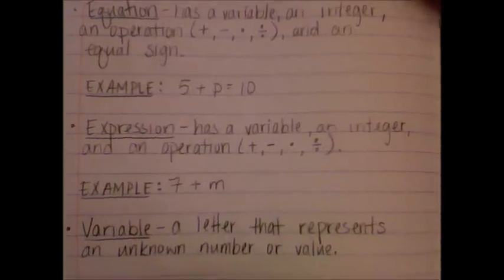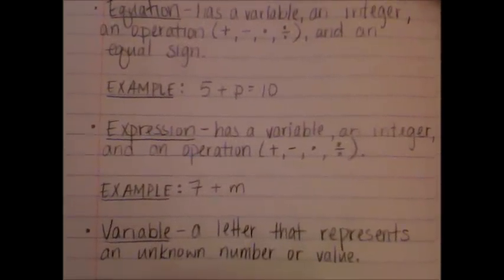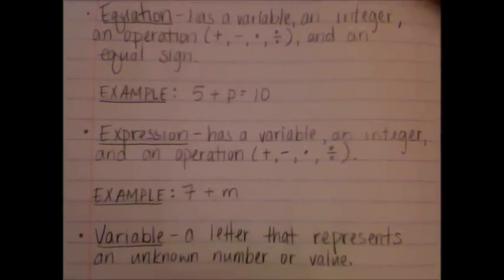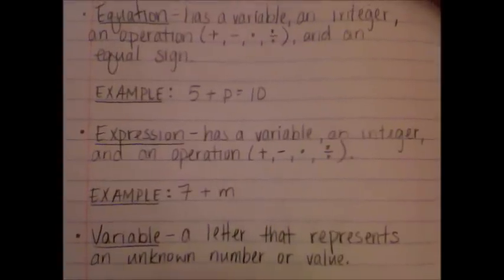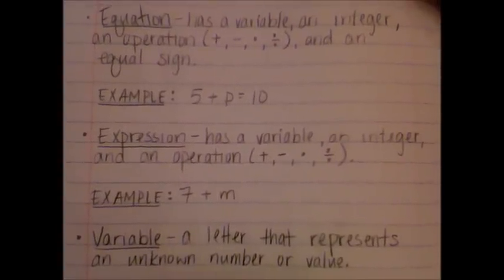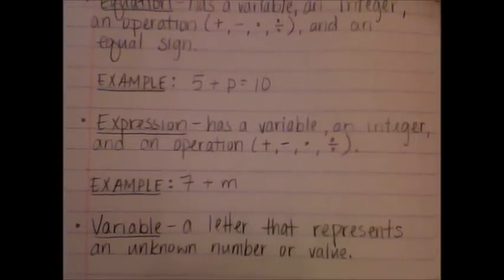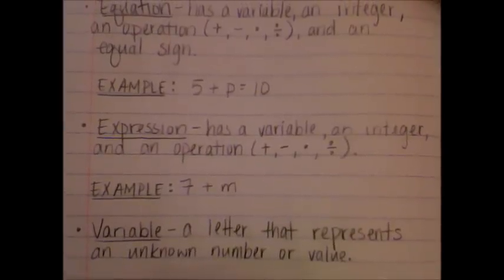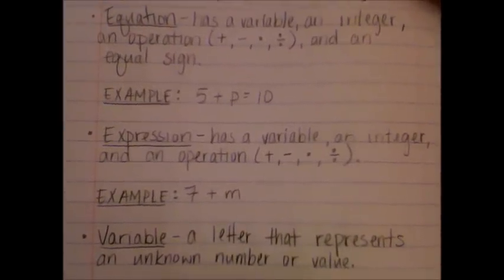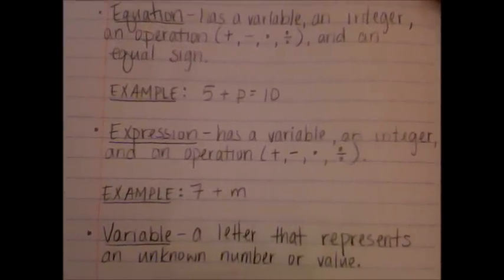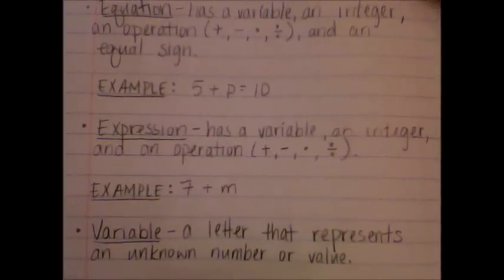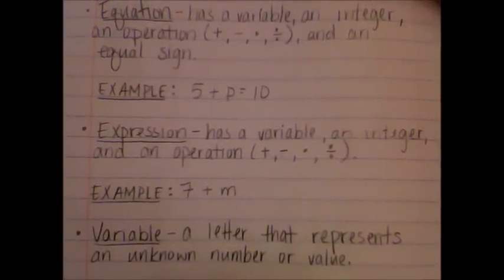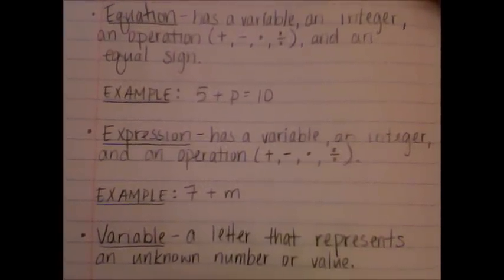If you haven't done so yet, go back to your composition book and write down the definition of variable in your own words. In my own words, I described variable as a letter that represents an unknown number or value. Just in case you don't know how to spell variable, it's V as in victory, A-R-I-A-B-L-E.